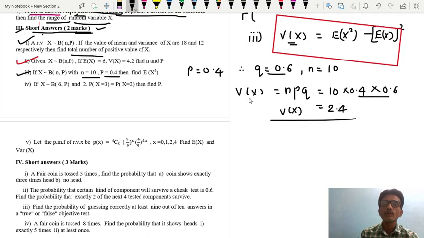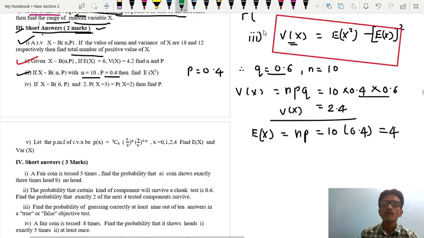Now E(x) is to be found out. So what is this E(x)? The formula for E(x) is np, where n is 10 and p is 0.4, and this will become 4 only. Substitute in this formula. So V(x) is equal to 2.4, which is equal to E of x square minus E(x) whole square. What is your E of x square? E of x square you have to find.